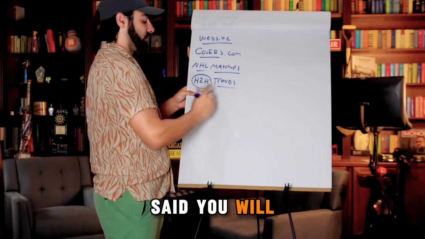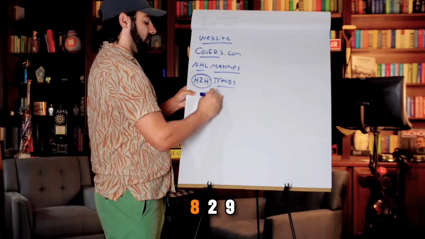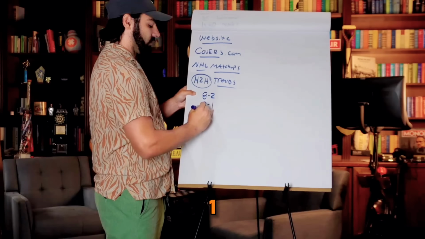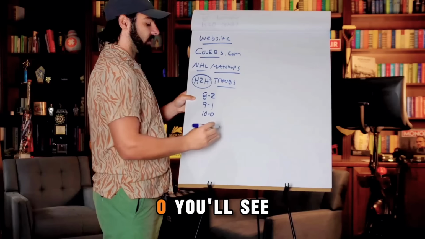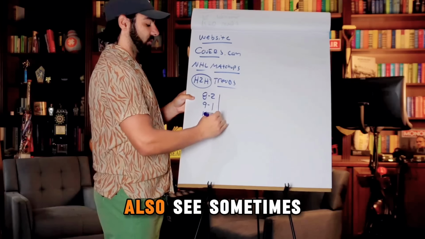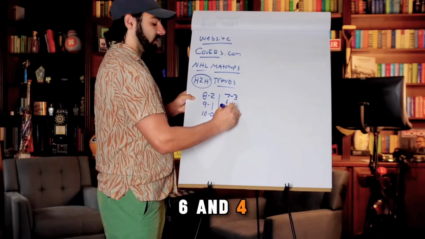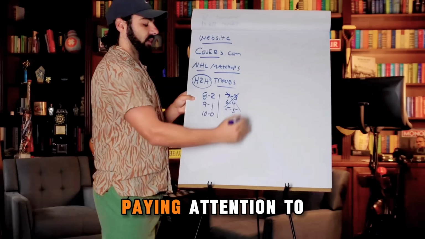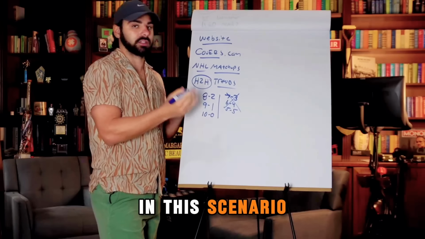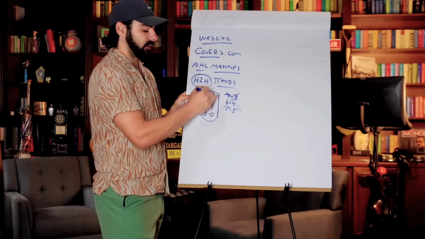And like I said, you will see numbers like this: 8-2, 9-1, sometimes 10-0. You'll see numbers like that. But then you'll also see sometimes numbers like this: 7-3, 6-4, 5-5. That's not what we're paying attention to in this scenario. We just want numbers to look like this.